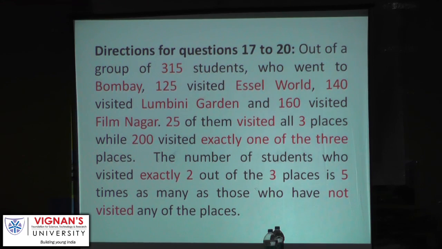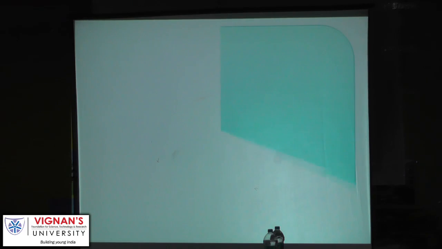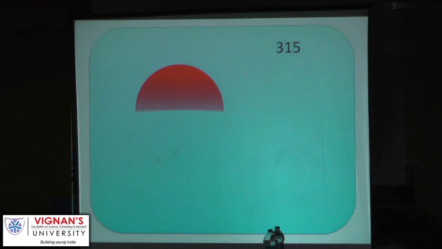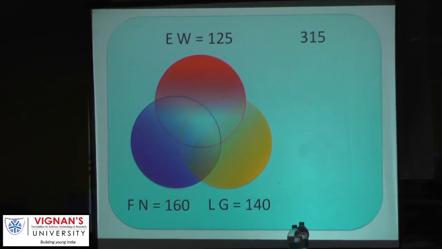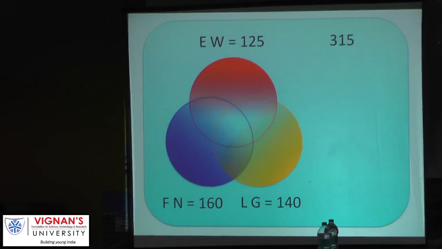Let us put it in the form of a diagram now. Out of a group of how many students? 315. That is our sample space. Total number of students who went to the picnic. What are the three different places here? SL World, Lumini Gardens, then Film Nagar, 125, 140 and 160.